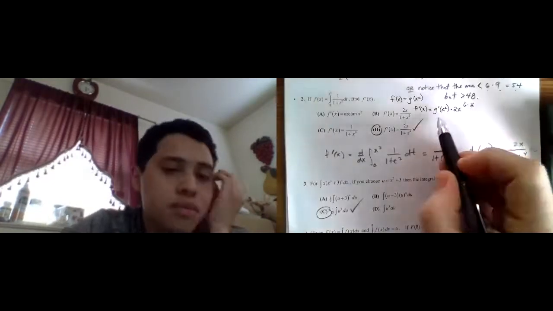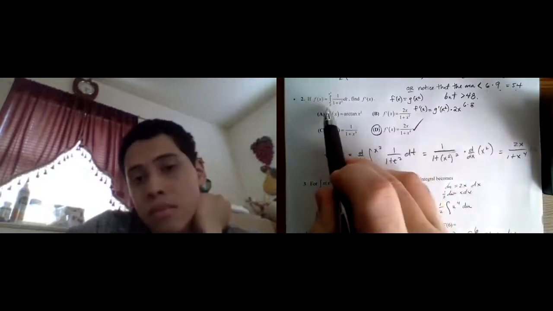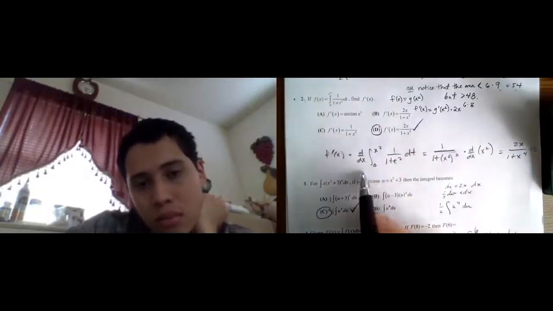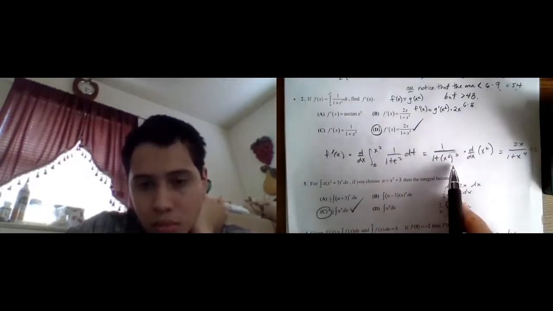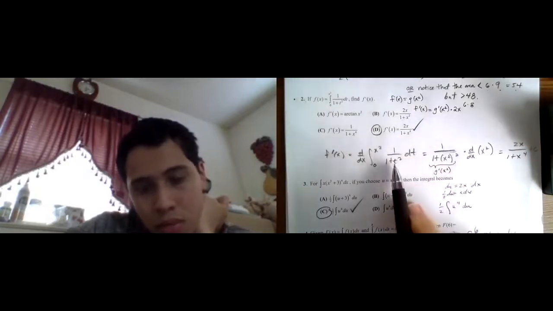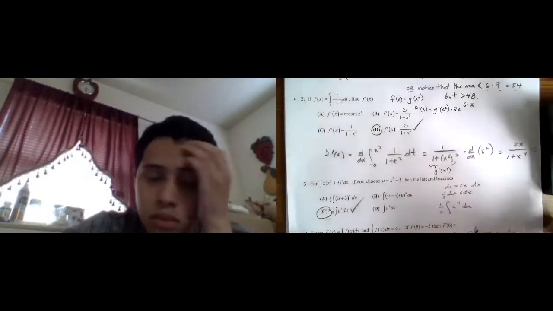But in this case, g of x here is the integral. So when you take the derivative of an integral, the derivative and the integral cancel. So this is our g prime of x squared. Notice that the t's been replaced with the x squared. But then we have to multiply times the derivative of the x squared. That's our 2x.